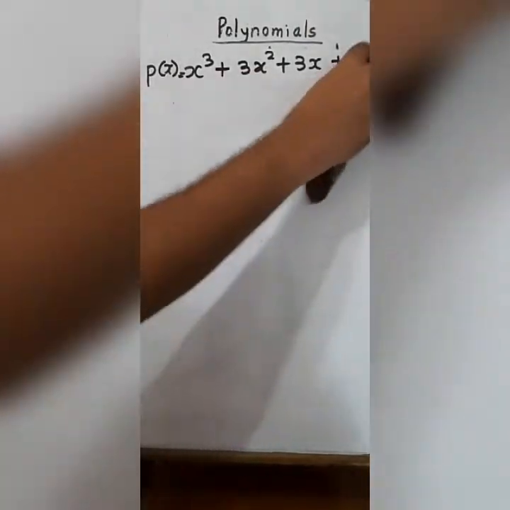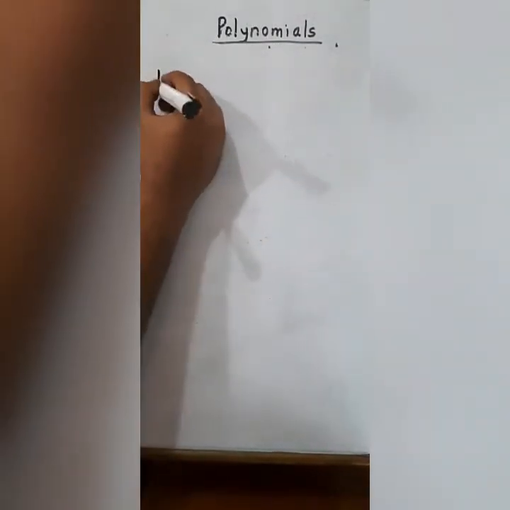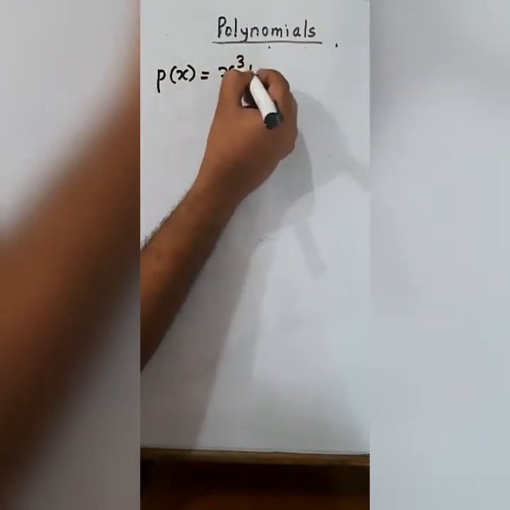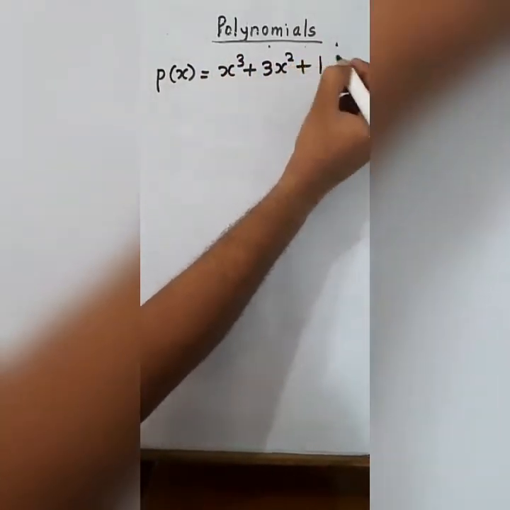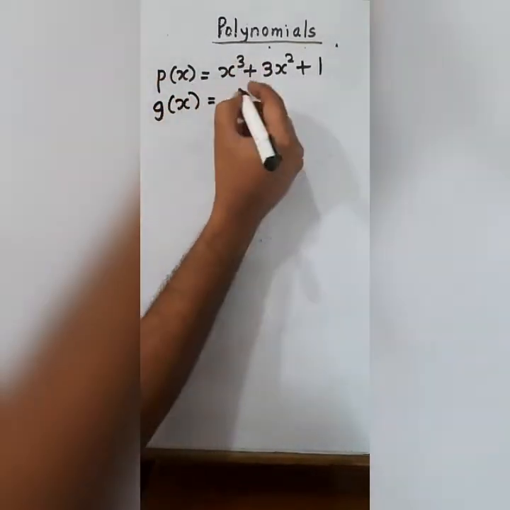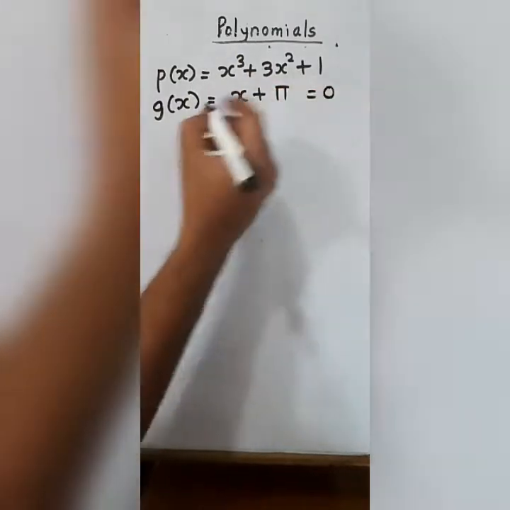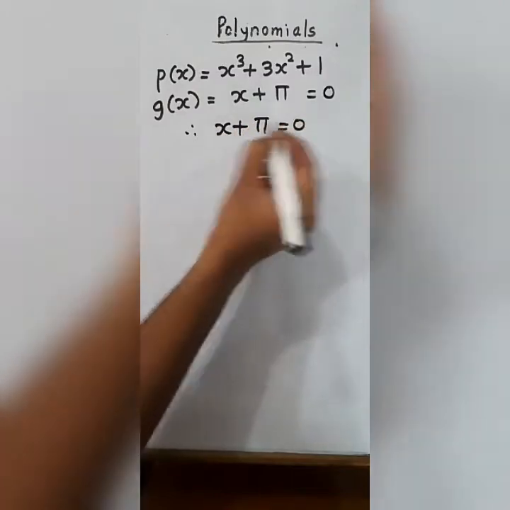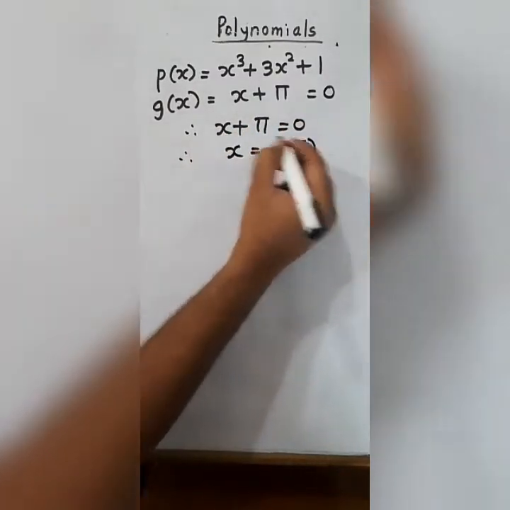Now let us look at 8th sum. On dividing the polynomial, your P of x is equal to x cube plus 3x square plus 1, by g of x equal to x plus pi. So you will write g of x equal to 0. Therefore, x plus pi is equal to 0. Therefore, x is equal to minus pi.